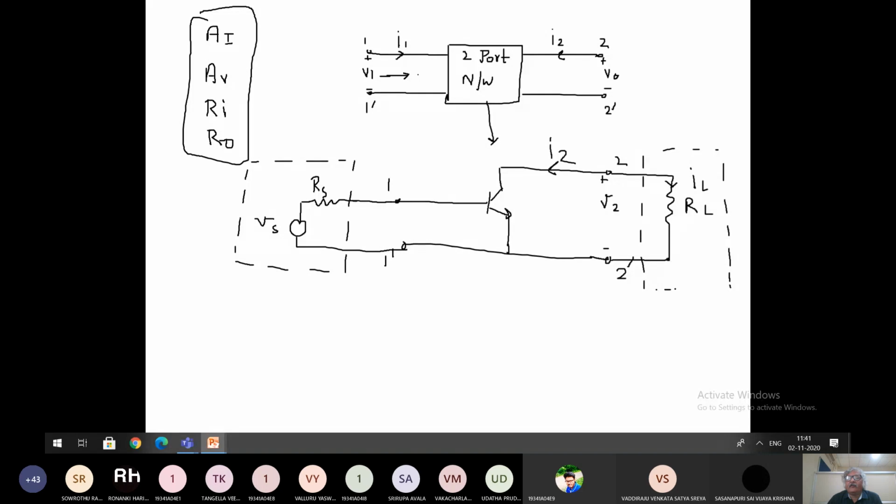Now we have to consider this part also, right? Then we will get the overall voltage gain and current gain. Okay.